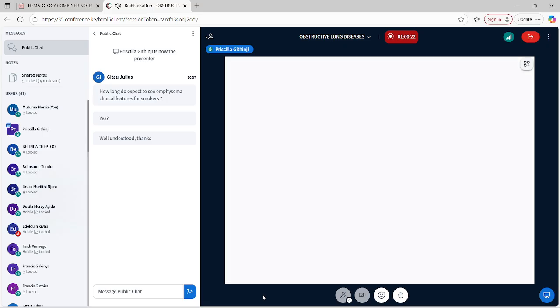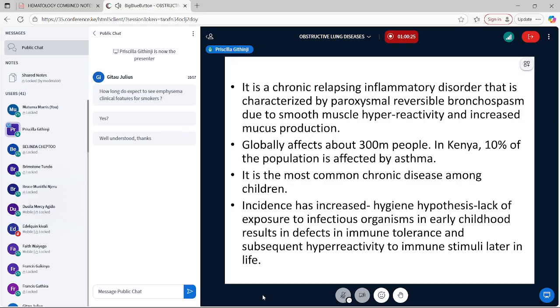Let's move to asthma. This is a condition that we are more conversant with, and asthma is a chronic relapsing inflammatory disorder that is characterized by paroxysmal reversible bronchospasms due to smooth muscle hyperactivity and increased mucus production.